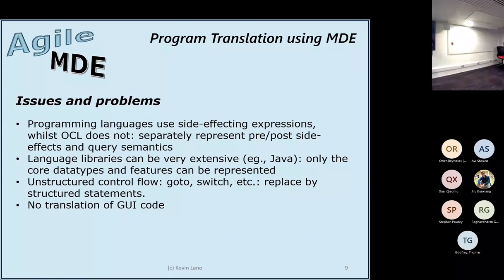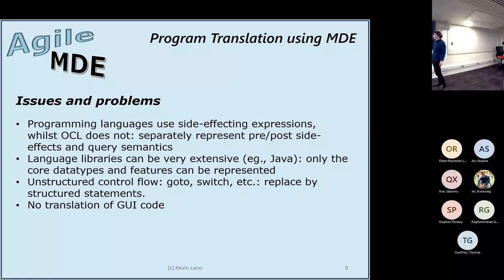One big issue is that in a programming language you have side effecting expressions. You have expressions which both maybe return a result and do an update, and simultaneously you can have non-referential transparency. So different parts of the expressions that are the same syntactically actually have differences. So we have to separately represent the update affecting query semantics. That can be quite complicated.